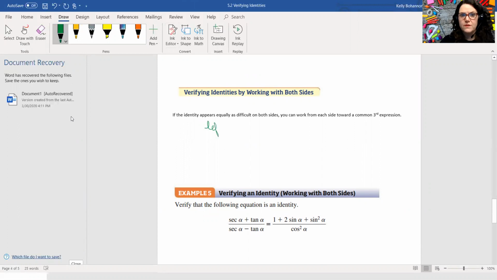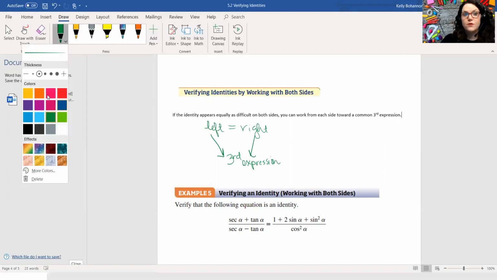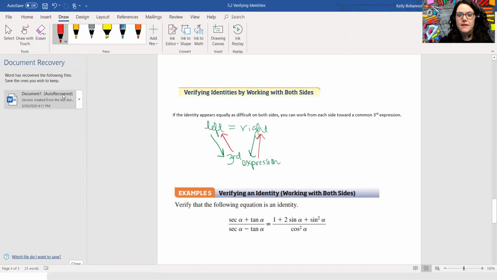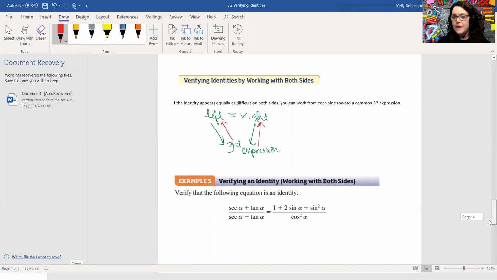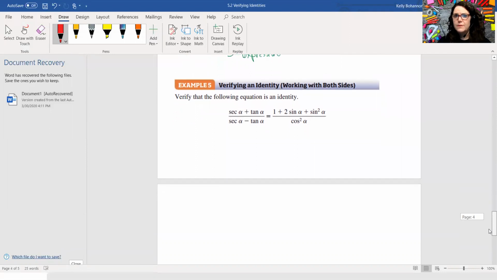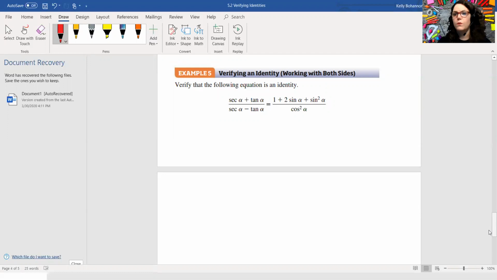So for example, if I've got the left side of the expression and the right side, I'm going to work the left side all the way to this third expression, and I'm also going to work the right side to this third expression. The good news is you don't have to do this, but you would also have to be able to go from the third expression all the way to the right side and back to the left. So everything has to be reversible. You'll see on this first example, and like I said, these are a little challenging because sometimes you really don't know where to start or where you're headed.